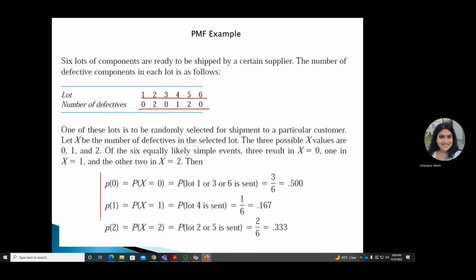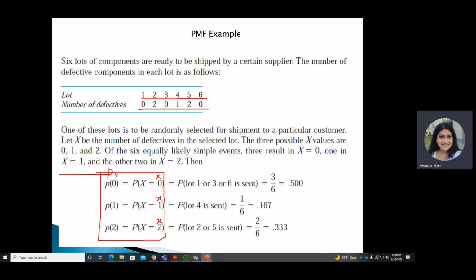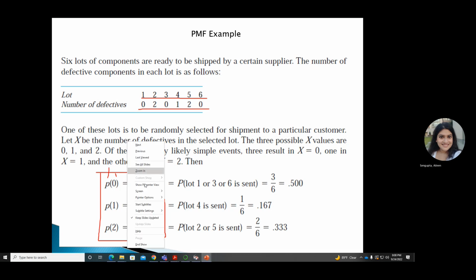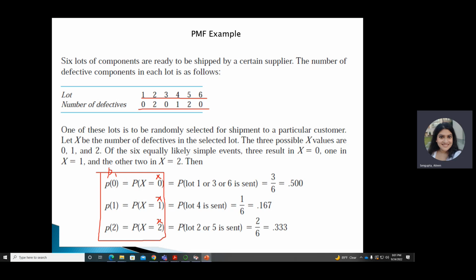All right. So remember this expression, okay? When we defined PMF, we said X equal to some small x. So this small x is basically this value, if you recall, right? We gave the expression of P capital X of small x. We defined it like this, and then we said capital X is equal to x. That means what? P of zero. So capital X is equal to zero. What does capital X equals zero mean? Zero can be at lot one, can be at three, and can be at six, right? So one or three or six.